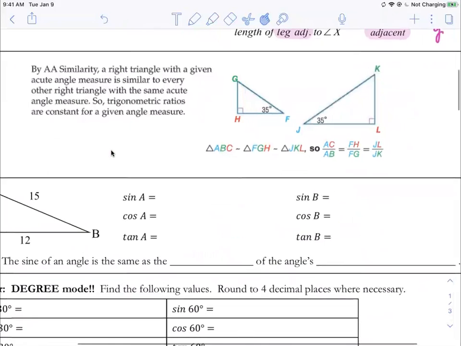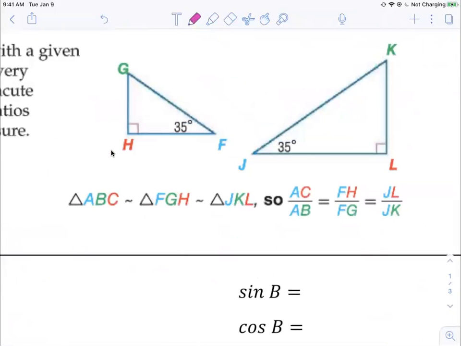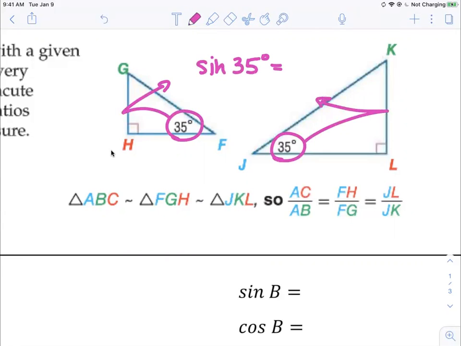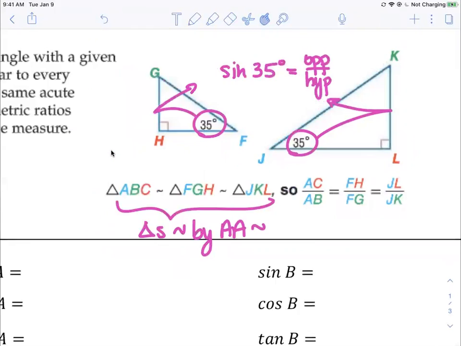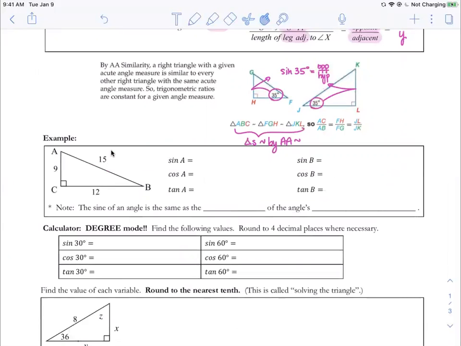Now, in any right triangle that, for example, has a 35-degree angle, so this has a 35-degree angle, so does this one. If you were to do the sine of 35 degrees, the sine is the opposite divided by the hypotenuse. And in the other triangle, the sine of 35 would also be the opposite divided by the hypotenuse. Now, these two triangles are similar. Why are they similar? They're similar by angle, because they're right triangles and they both have a 35-degree angle. So when you compare the opposite over the hypotenuse in both of those triangles, it'll be the same ratio because the triangles are similar. So the ratio over here would simplify down to the same value as this one. So trig is all based on similar right triangles.